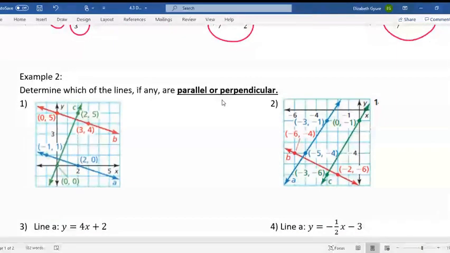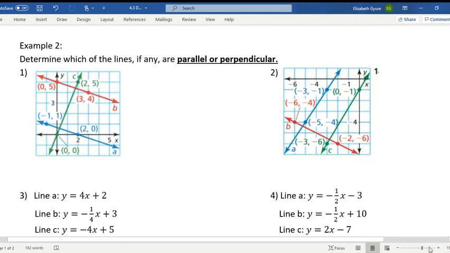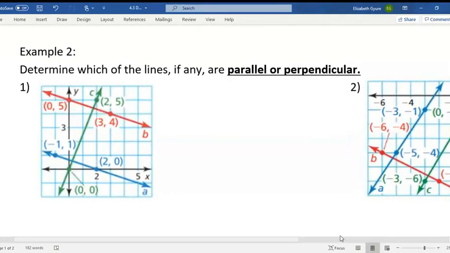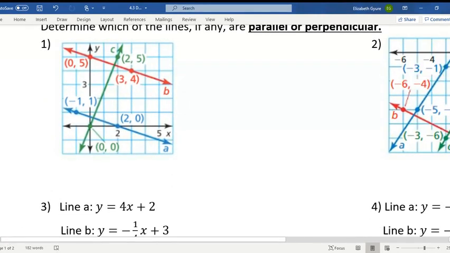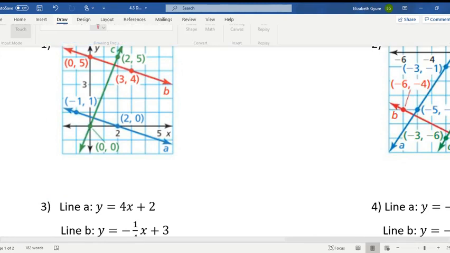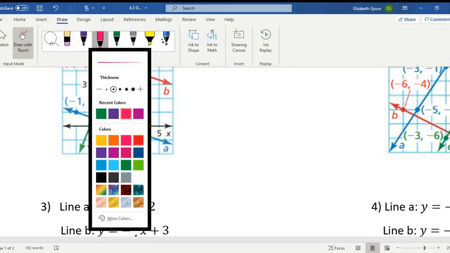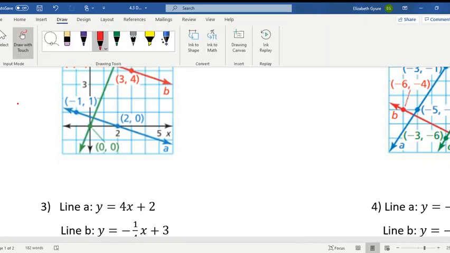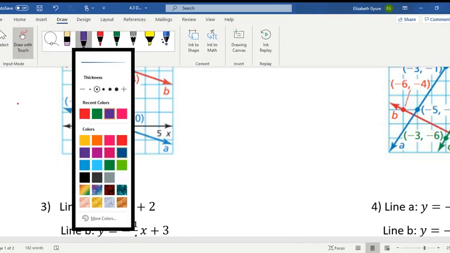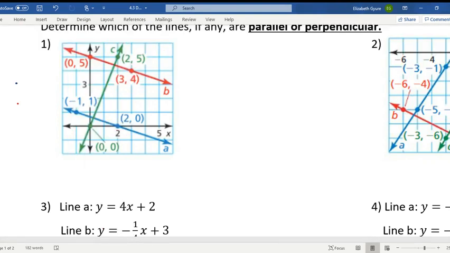All right, so now this first part is really similar to what we did yesterday when we counted out the slopes to see which ones would be opposite reciprocals. So we're going to do that same thing again. We're going to try out one together, and then you're going to try out number 2 on your own. So for number 1, all right, we're going to look at line, we'll go, I guess, in alphabetical order first. So this is the blue line here, line A, the one on the bottom, okay? So let's look at line A.